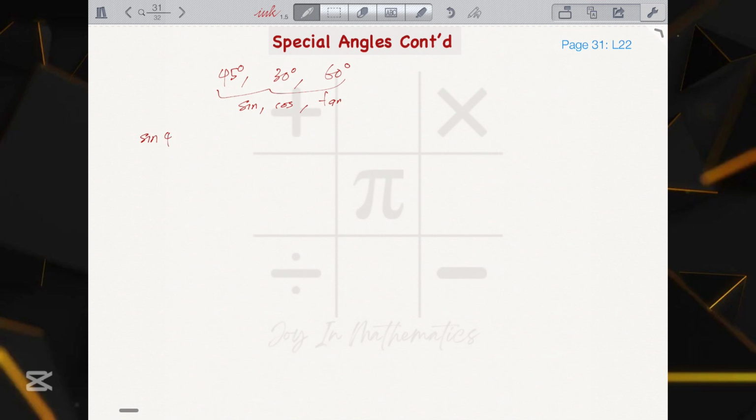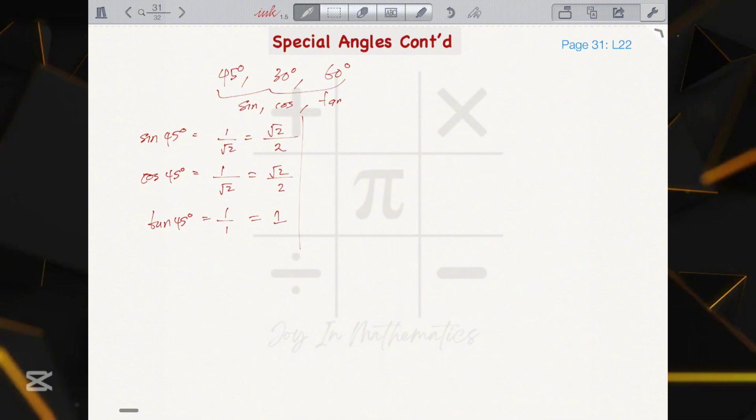Sine 45 degrees is equals to 1 over root 2, which we simplified to give us root 2 over 2. Similarly, cos 45 degrees is also equals to 1 over root 2, which we simplified to give us root 2 over 2. And tan 45 degrees is equals to 1 over 1, which is equals to 1. This is for tangent of 45. This expression for 45 degrees.